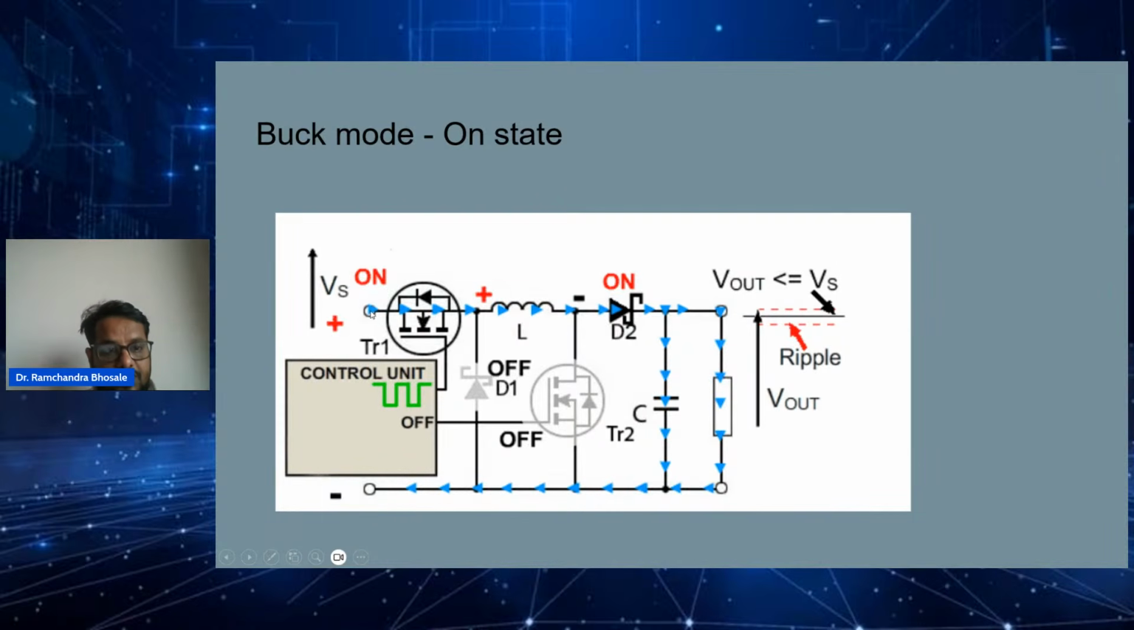That means if you turn on this MOSFET, this diode will get reverse biased and it will charge the inductor, and this diode will be forward biased, this will charge the capacitor, and current will return like this.